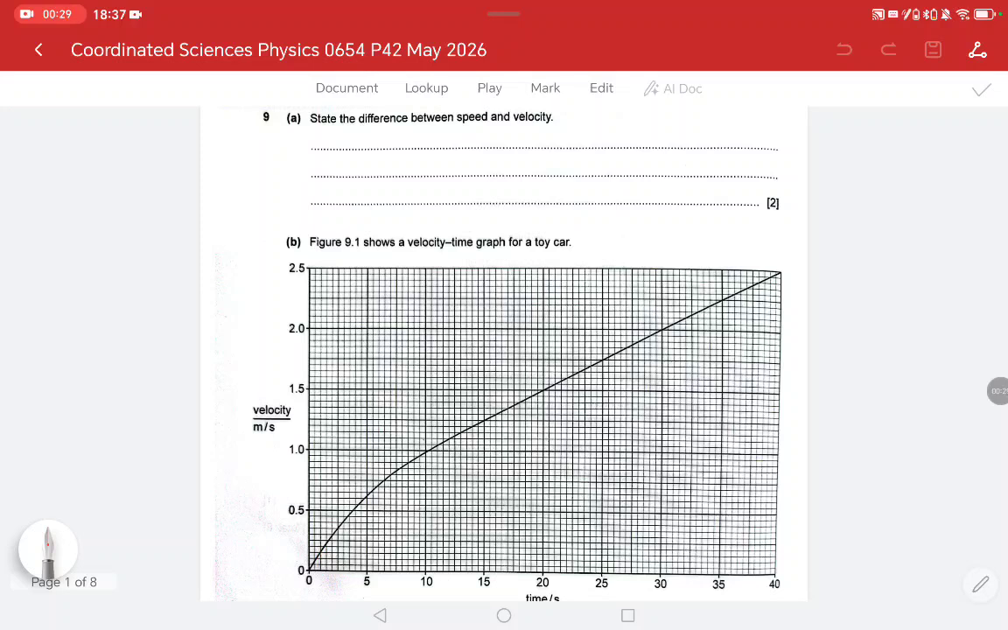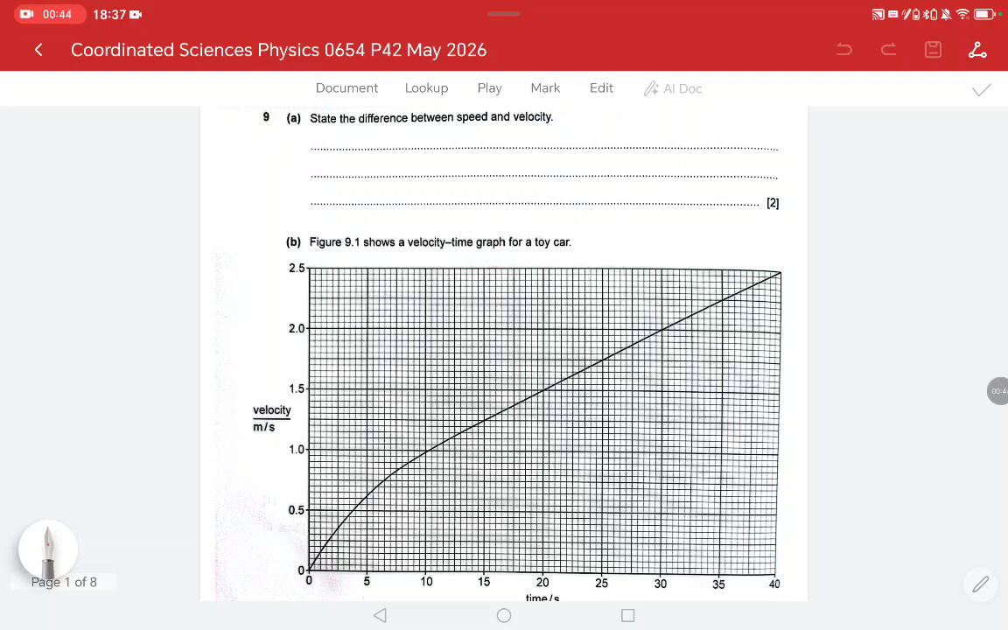Here we have topics related to motion, waves, electricity, nuclear physics, and I will go through every part with full explanations. Okay, let's get straight into it and see.